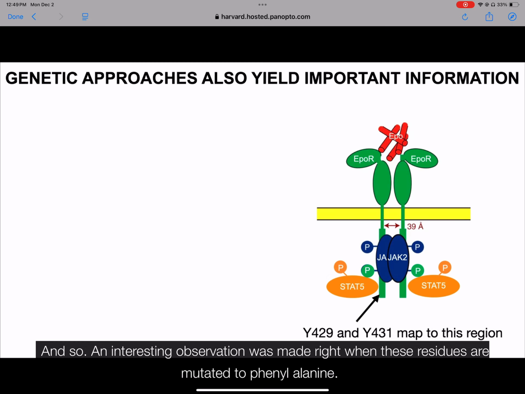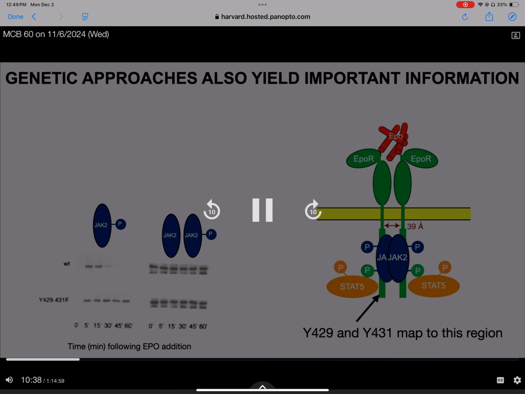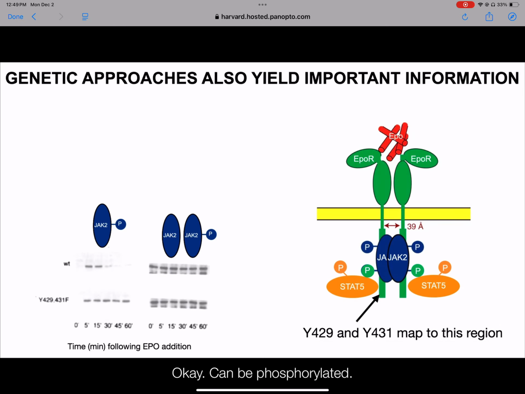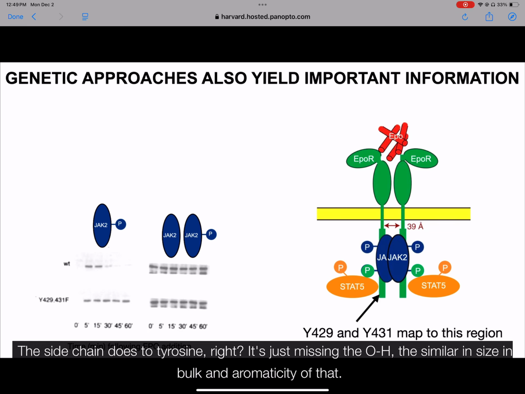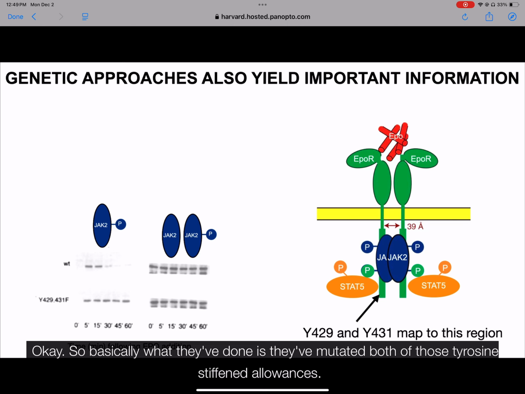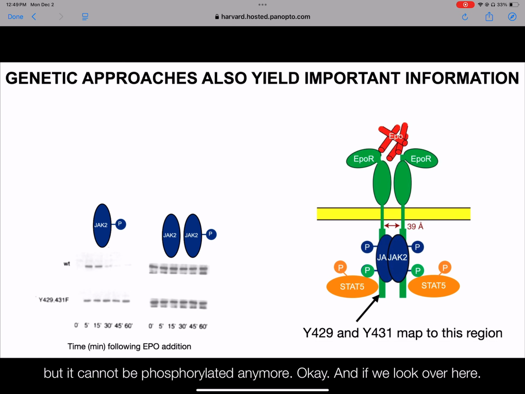And so an interesting observation was made, right? When these residues are mutated to phenylalanine, okay? Can phenylalanine be phosphorylated? No, right? But importantly, the phenylalanine side chain looks pretty similar to tyrosine. It's just missing the OH, so it's similar in size, bulk, and aromaticity, okay? So basically they've mutated both of those tyrosines to phenylalanines. You can take away from this that it's not perturbing the protein's folding, but it cannot be phosphorylated anymore, okay?